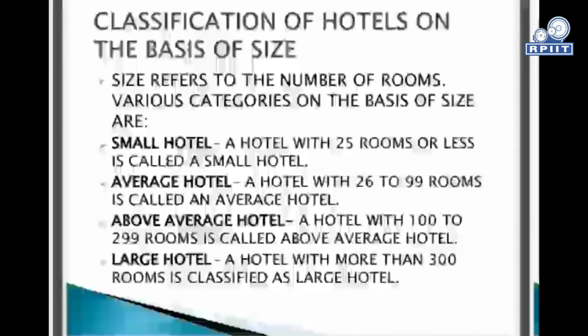Classification of hotel on the basis of size. Size refers to the number of rooms. Various categories on the basis of size are: small hotel, a hotel with 25 rooms or less; average hotel, a hotel with 26 to 99 rooms; above average hotel, a hotel with 100 to 299 rooms; and large hotel, a hotel with more than 300 rooms.